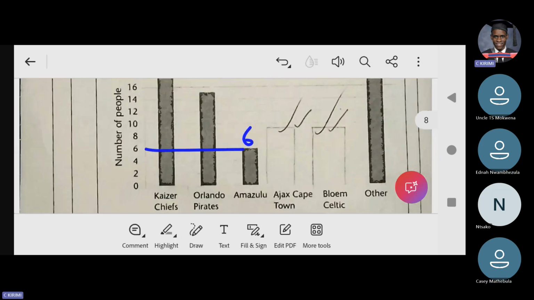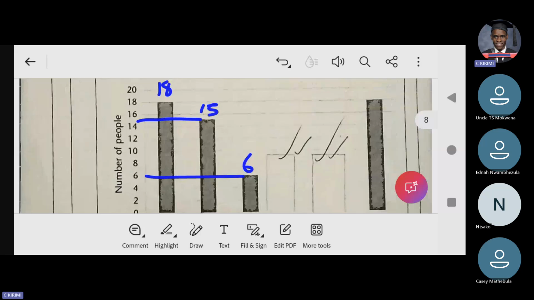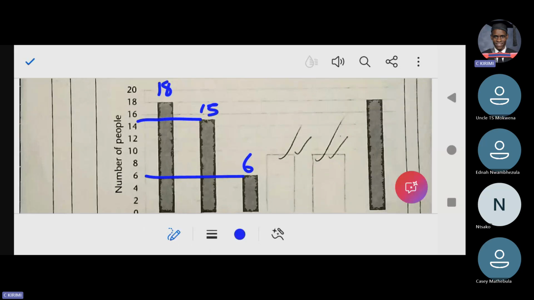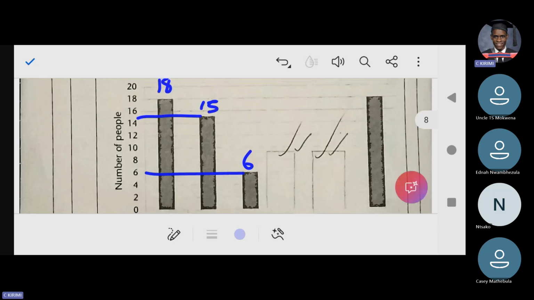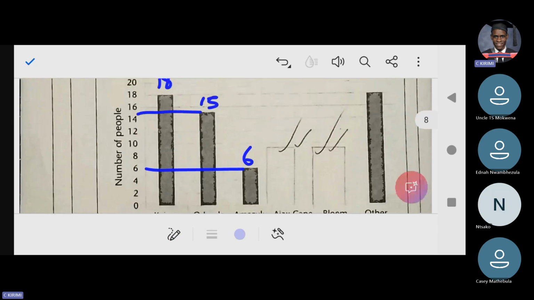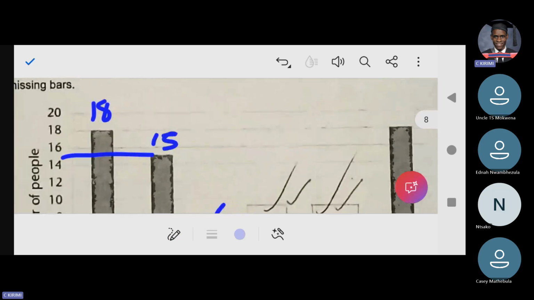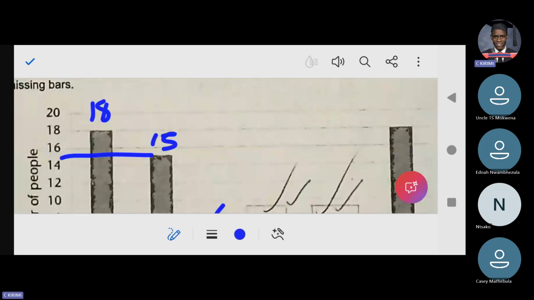Before you draw these missing graphs, you come to this one, which is the last graph. You need to check Other, which means those who were supporting other teams except these ones. How many were they? So you check the graph here. It's still standing at what? 18. Still 18. Yes. So those supporting Other is 18.